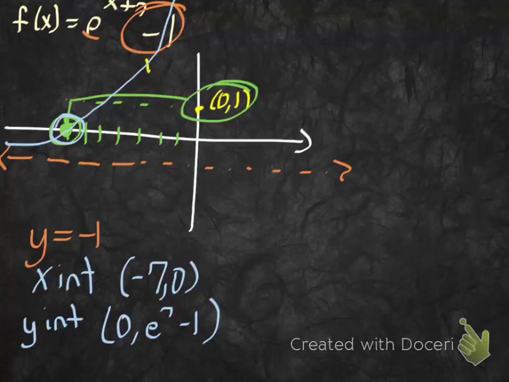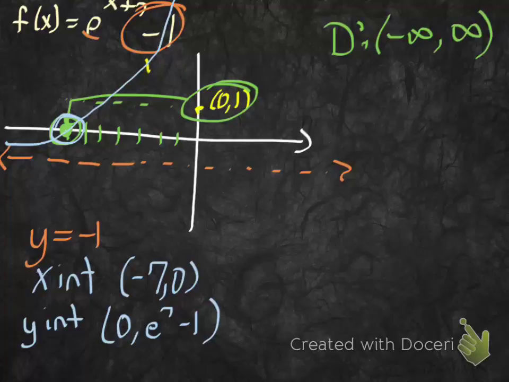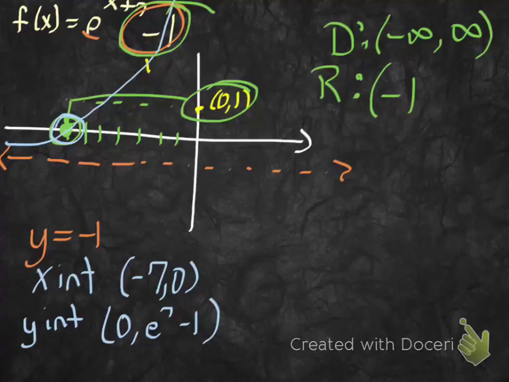Now, the next thing. We have x-intercept, y-intercept. We've already done domain and range before, but let's go ahead and do a domain and range on this graph. Domain is from negative infinity to positive infinity. Range. Do I still start at 0? No. I start off at negative 1. So again, this guy's going to come into play.